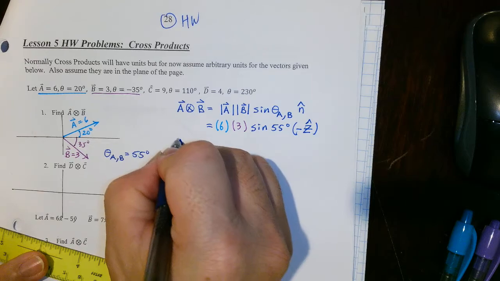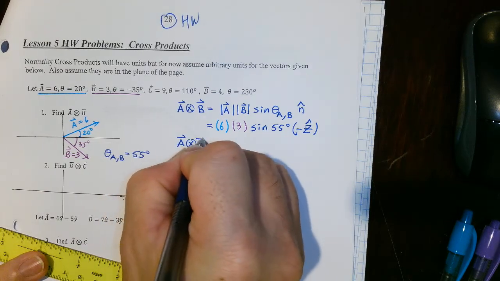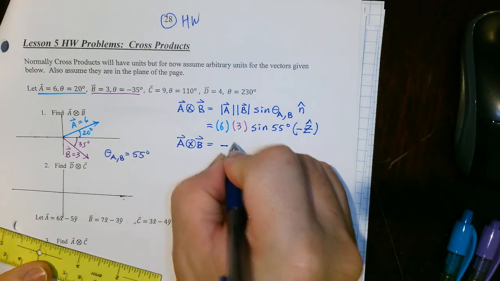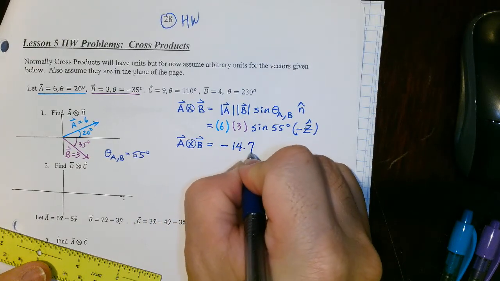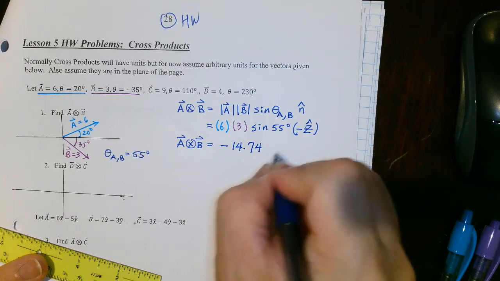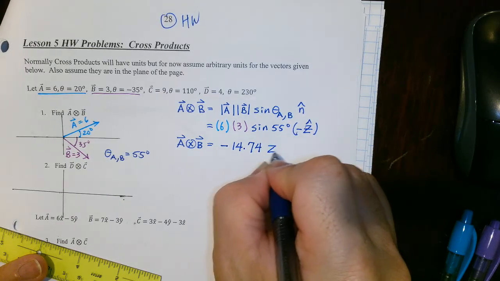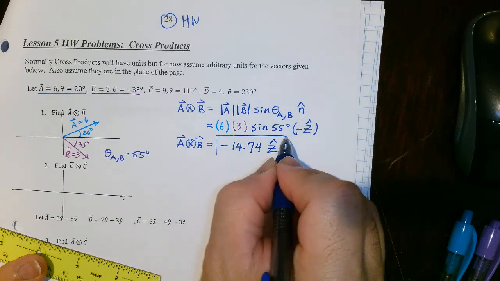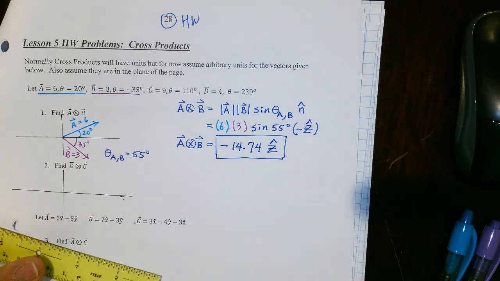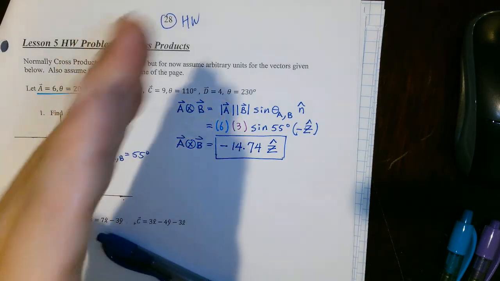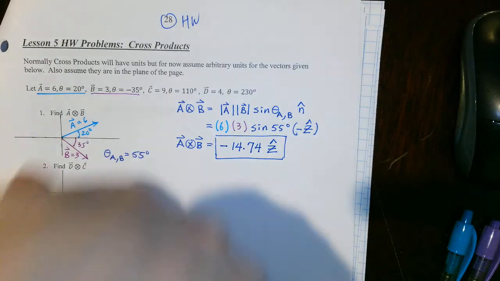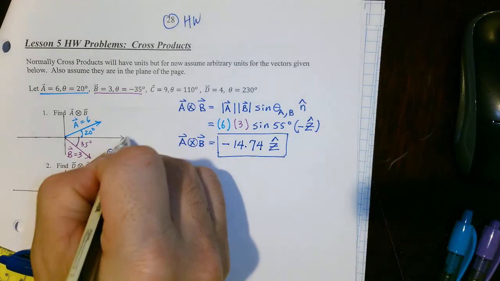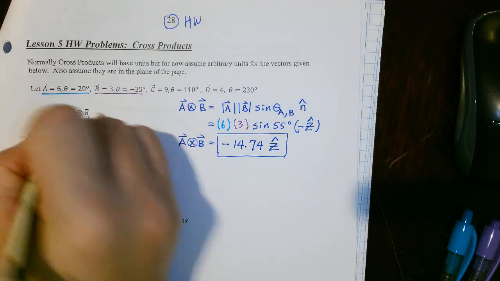Therefore, my A cross B is equal to, if you work it out, you're going to get negative 14.74, right? Arbitrary units, z hat as your answer. Right? A cross B will go into the page, which is negative z, because this is your x, this is your y. Right?